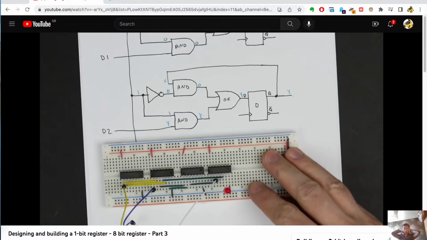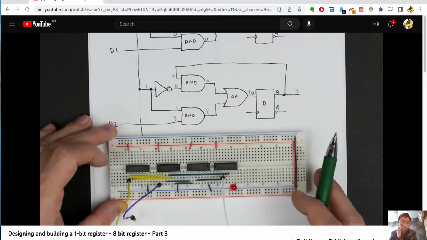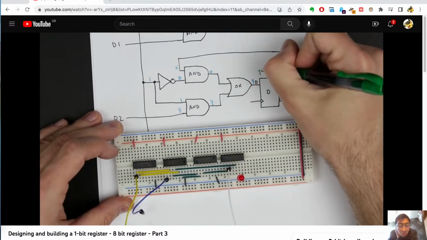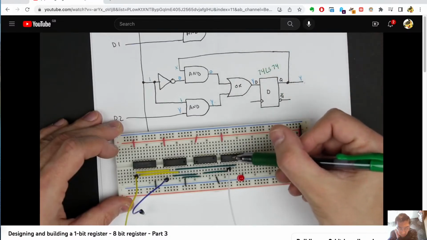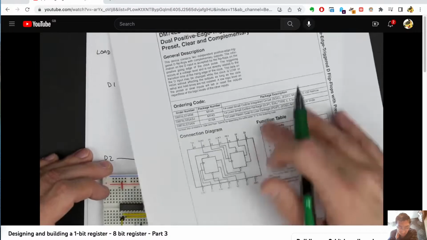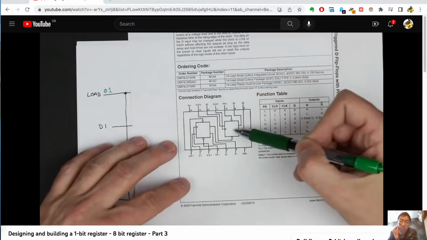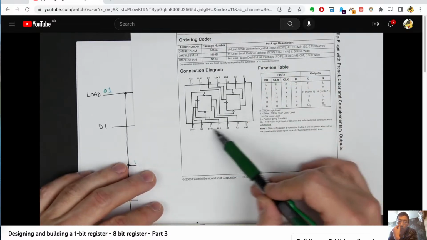And this circuit here is built here. I've used 4 chips, and just so you know what they are, this is a 74LS74, and that basically has 2 D flip-flops built into it. And this is the data sheet for it, the 74LS74, and you can see it's got 2 D flip-flops built into it. And we're using this one over here, these pins on the bottom.